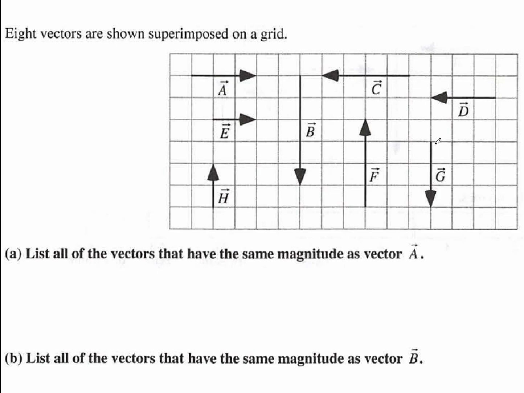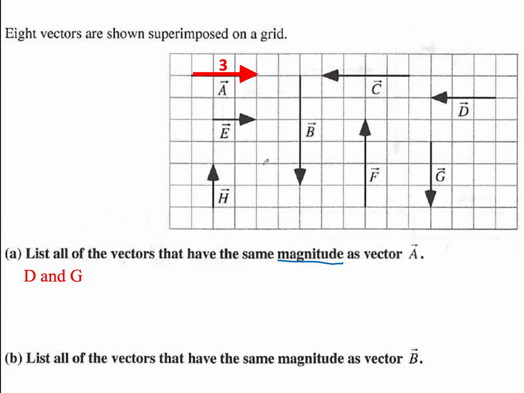So a little bit of practice with the magnitude and direction. You've got 8 vectors shown on this grid. List all the vectors that have the same magnitude as vector A. Now when we're talking about magnitude, we're talking about the length of it. And if you look at vector A up here, it's 3 units long. So what other vectors are 3 units long? And you probably fairly quickly notice that would be both D and G.